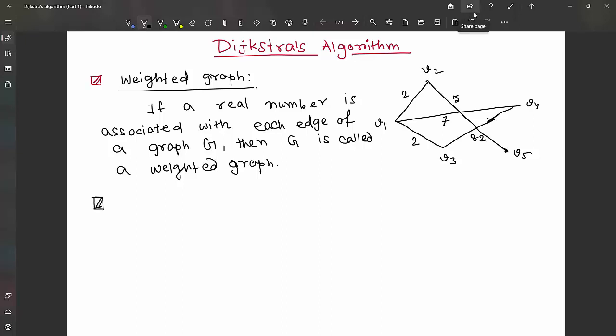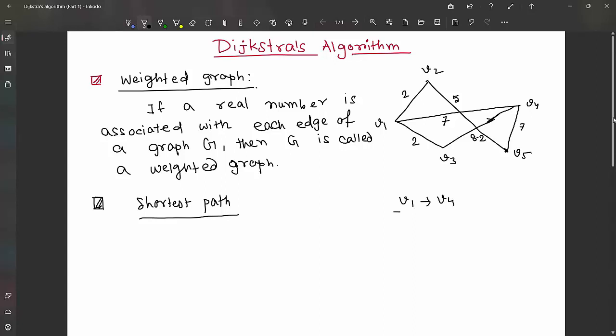Now we find the shortest path. Another term is shortest path. Now suppose you take this graph and we connect these two vertices also, and this is suppose 7 unit. Now if you want to go from v1 to v4, you can see that you have many paths to go from v1 to v4. You can go directly from v1 to v4, or you can choose v1 to v2, from v2 to v5, and after that from v5 to v4. Also one can choose from v1 to v3 and from v3 to v4.